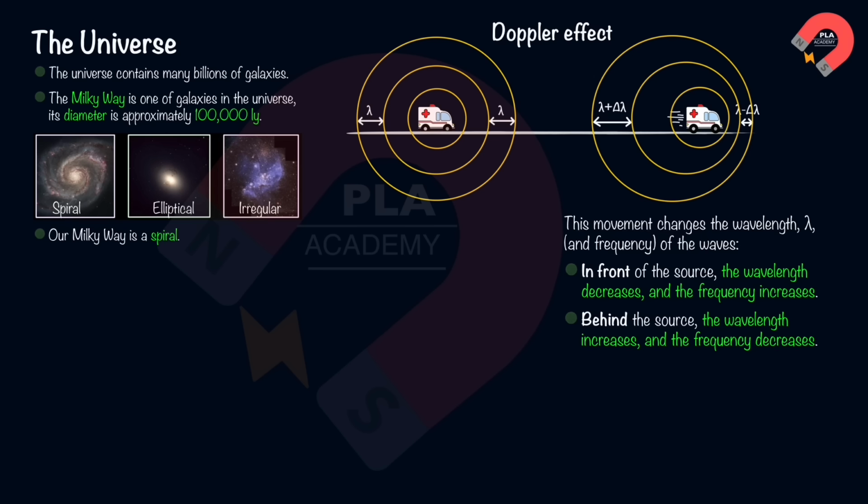The Doppler effect also affects light. If a light source moves away from an observer, the wavelength of light it emits increases.